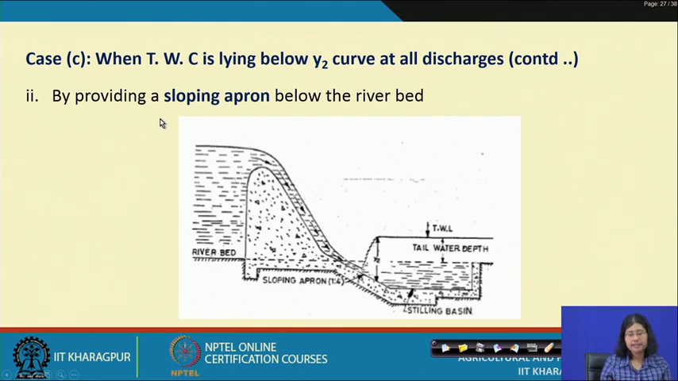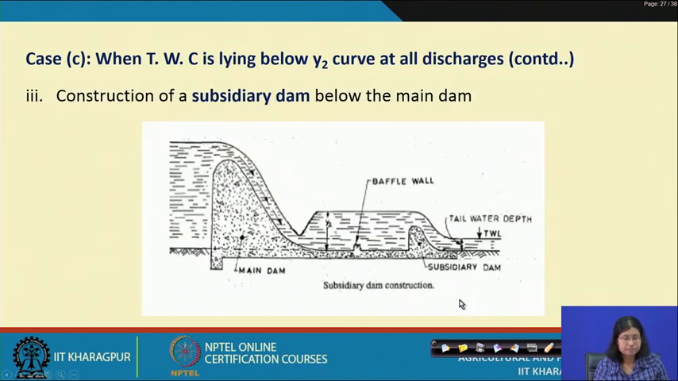The second way to solve this is by providing a sloping apron below the river bed. So, the same case 3 is continuing, that is when TWC is lying below the Y2 curve at all discharges. So, a sloping apron is provided below the river bed here. Now, the third way to solve this is construction of a subsidiary dam below the main dam. A subsidiary dam is to be constructed and that can take care of this energy dissipation problem. So, the subsidiary dam is here.